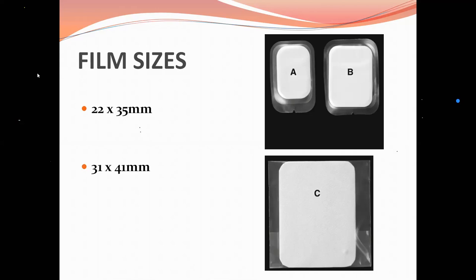The B size, which is 31 by 41 mm, is the one used for adults. And C, which is 57 by 76 millimeters, is the size that is usually used for occlusal x-rays.